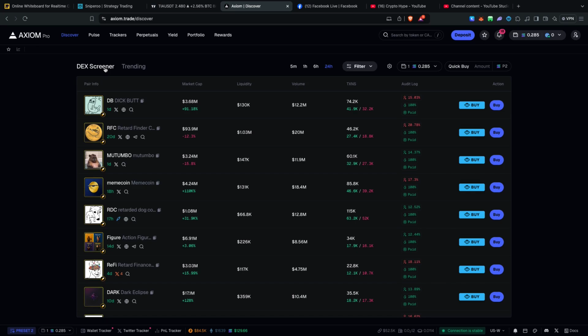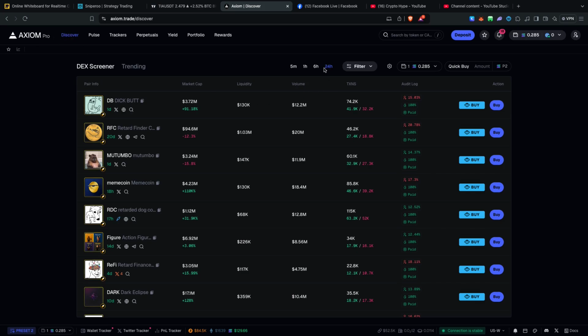And this is one of the reasons why I really love Axiom, because I do not really need to use other third parties as well. There's also perpetuals. There's a lot of stuff that you can do on Axiom, and it really makes trading meme coins very easy. So go to your discover page and use the time frame.